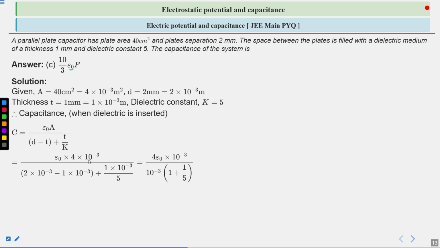So epsilon naught into 4 into 10 raised to the minus 3 upon 2 into 10 raised to the minus 3 minus 1 into 10 raised to the minus 3 plus 1 into 10 raised to the minus 3 upon 5. After taking common 10 raised to power minus 3 from all, we get 4 epsilon naught upon 1 plus 1 by 5. After solving this, we get 4 epsilon naught into 5 by 6, which is equal to 10 epsilon naught by 3 farad. So this is the answer. Okay, I hope you understood.